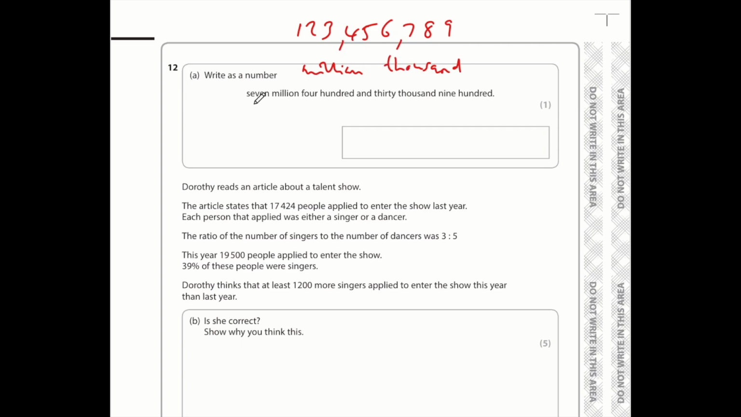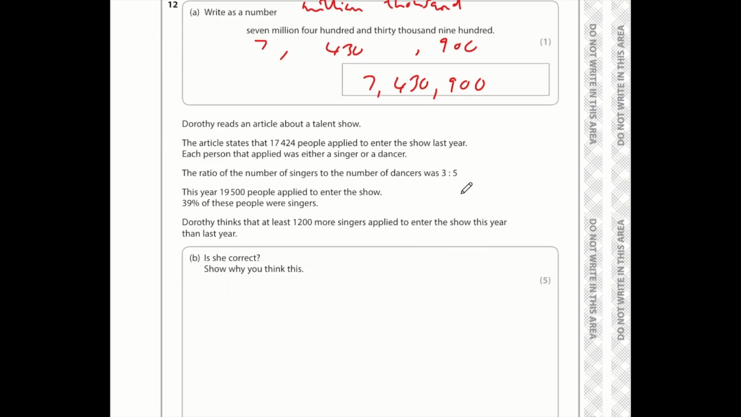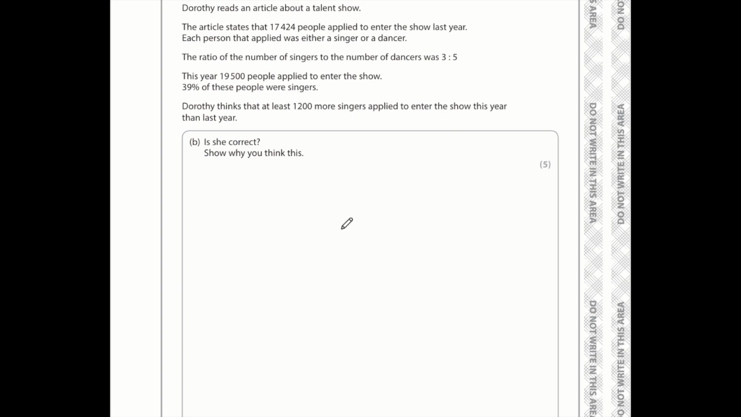So I've got 7 million, so 7, comma. 430,000, so thousand is a comma, so just write 430, and after the word thousand write 900. So there we go, 7,430,900. You can take the commas out if you don't like them, not a problem. Okay, so on to part B.